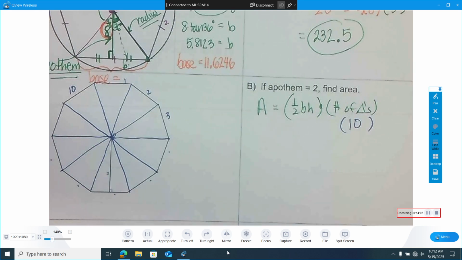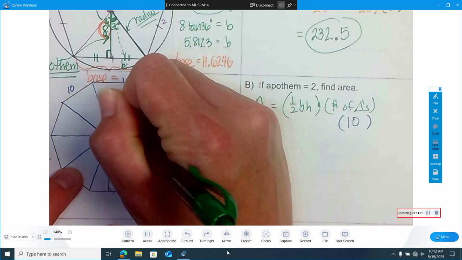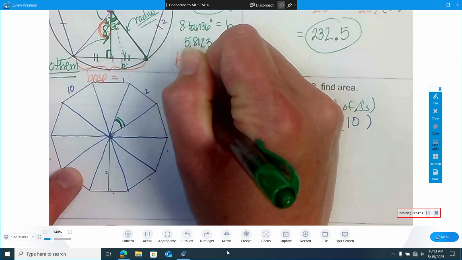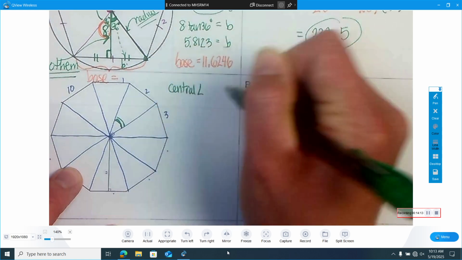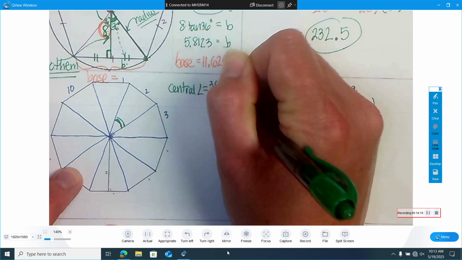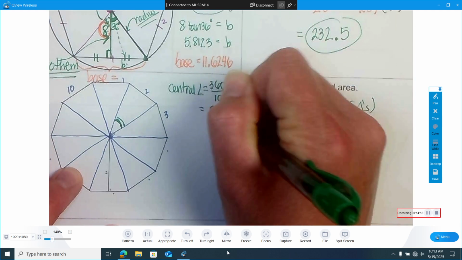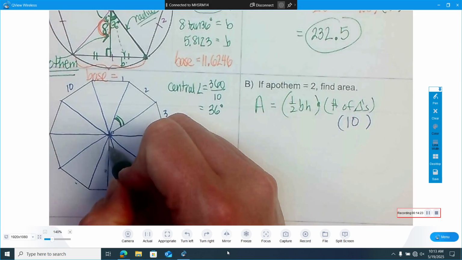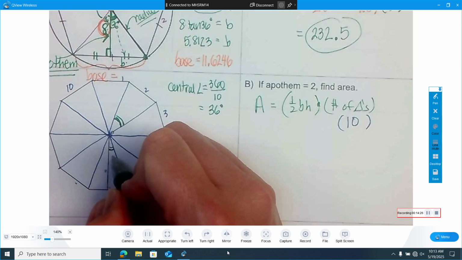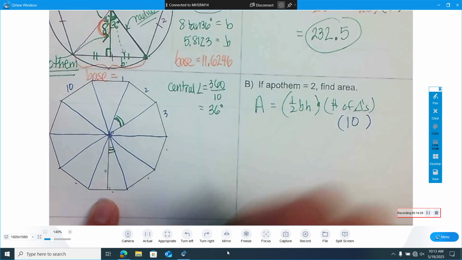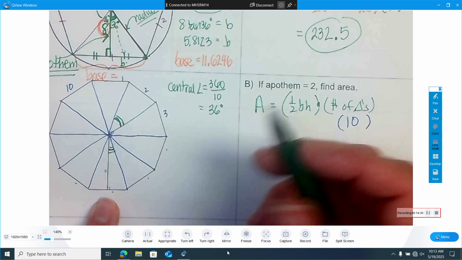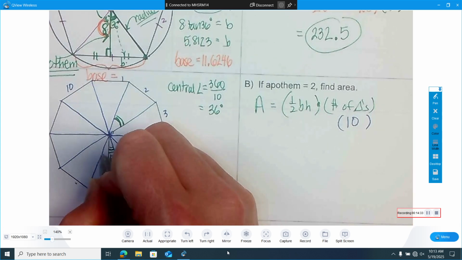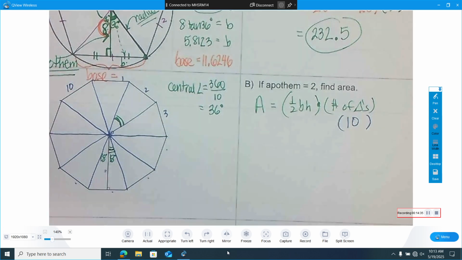What we need to know is the central angle. So I need to know the measure of one of these angles. What is that central angle? How'd you get that? Good. 360 divided by our 10 sides gives us a 36-degree central angle. And I need to actually end up splitting that in half. So 36 divided by 2 is 18. So we get 18 degrees and 18 degrees for those 2 little baby triangles at the bottom. That's going to help me find the area.